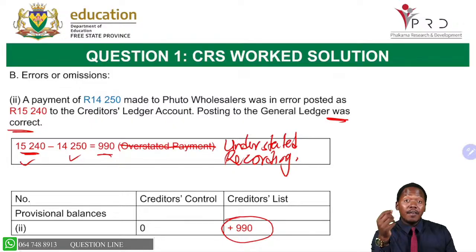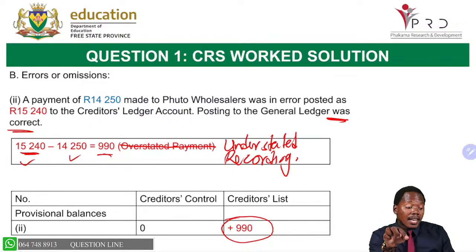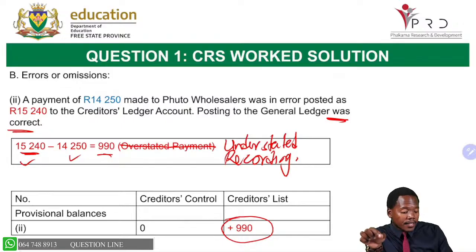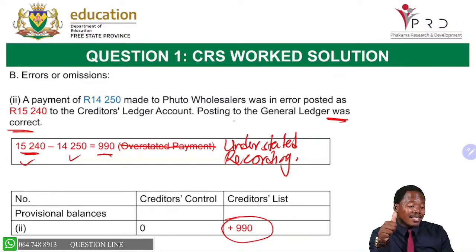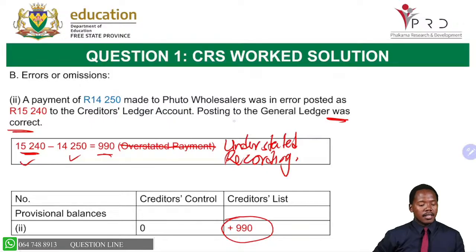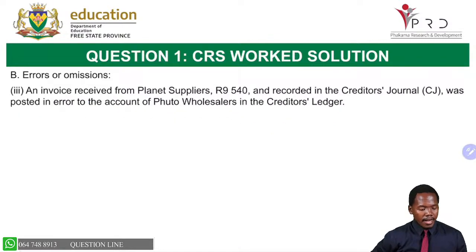We posted 15,000, and then the payment is saying 14,250. They are saying the posting is the one that is correct. So 15,200 is correct, but 14,000 is wrong. Okay, so we need to add 990.